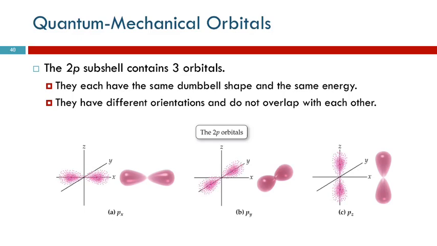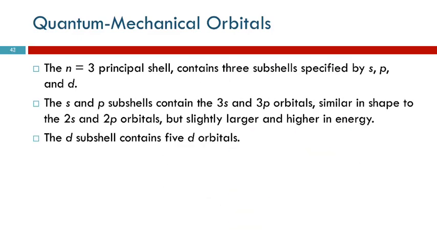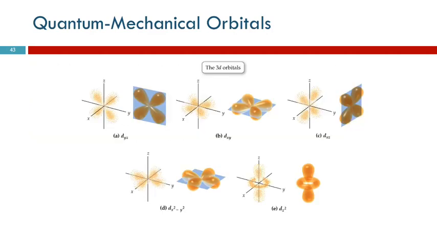I'm going to come to an analogy with a hotel and people sleeping in beds that hopefully will make a little more sense. We're going to go through the ugly real stuff first. So the third principal shell has three subshells, s, p, and d. The 3s orbital is going to look just like the 1s and the 2s. It's just going to be larger. And the 3p orbitals are going to have the same shapes as the 2p orbitals, but slightly bigger and higher in energy. And then we have the d subshell, which has 5 orbitals. And those are their shapes.